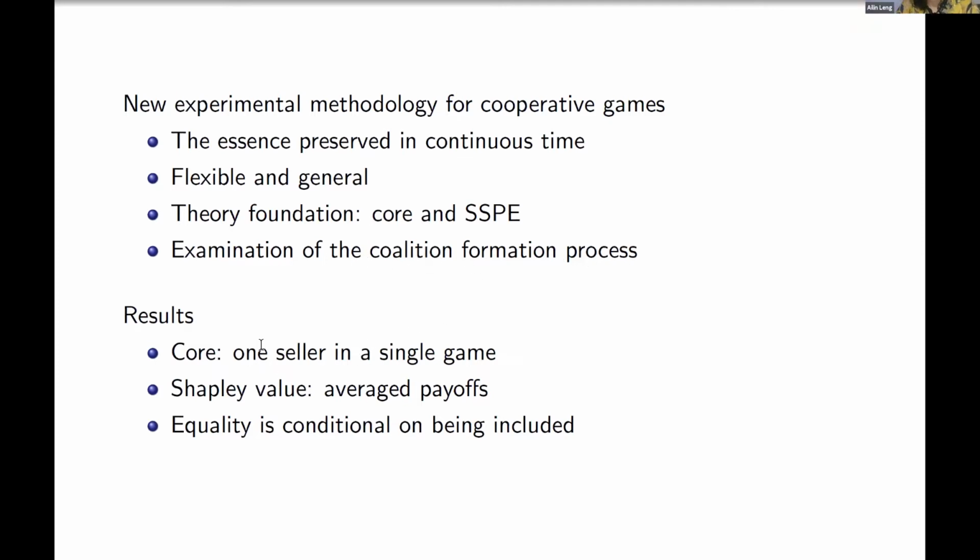And the results find that the core is correct for the excluded seller in a single game, and the Shapley value is correct for the payoffs averaged over periods, and the equality is conditional on if a player is included or excluded.